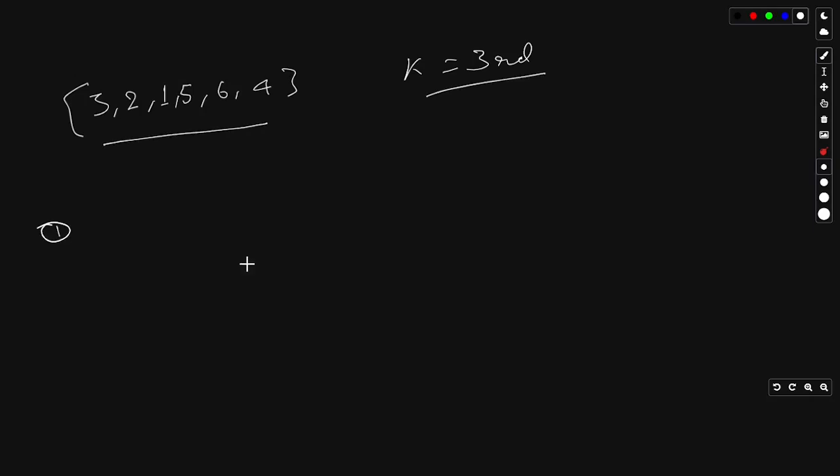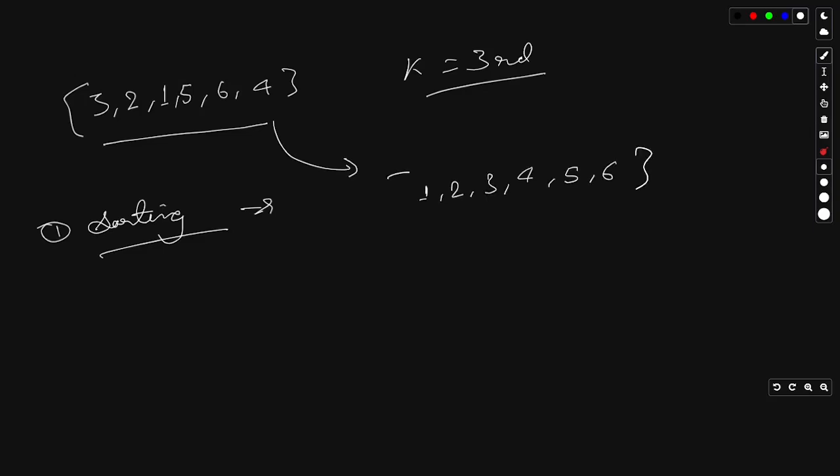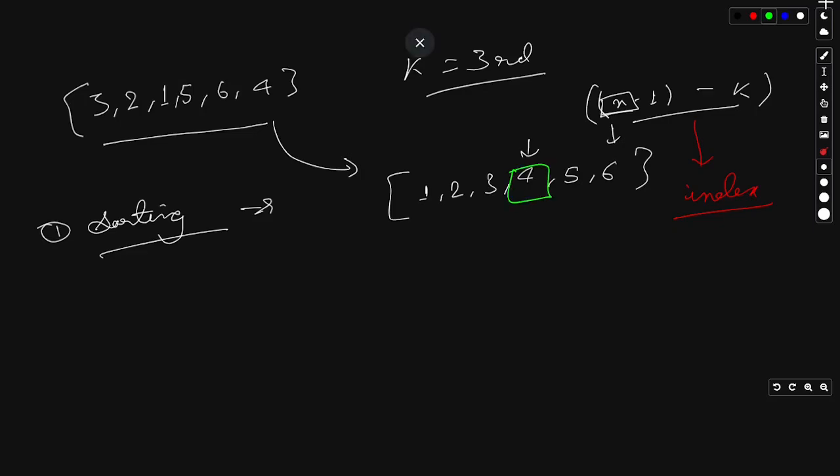The very first approach to this problem might be sorting. If we first of all sort this array, 1 2 3 4 5 6, then we can just return the element at an index. If this is the maximum element and we are given the third largest, we will compute n minus k, and this particular index will carry our kth largest element.